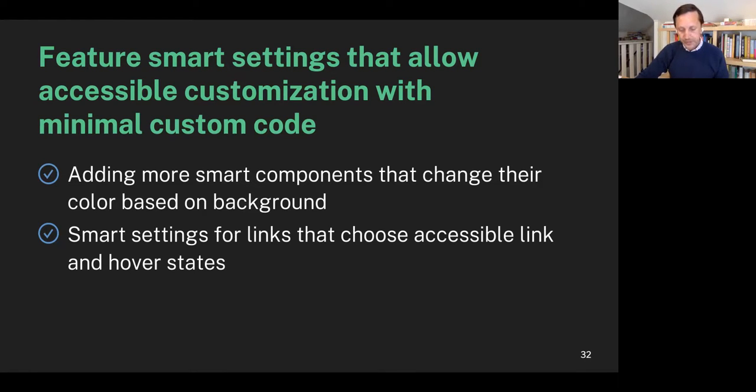And so these settings are similar for links to let you choose accessible link and hover states sort of automatically. And so the site will build and will adapt to your background color. And if it finds that it can't choose a good accessible combination, you will get a warning when the site's CSS compiles.